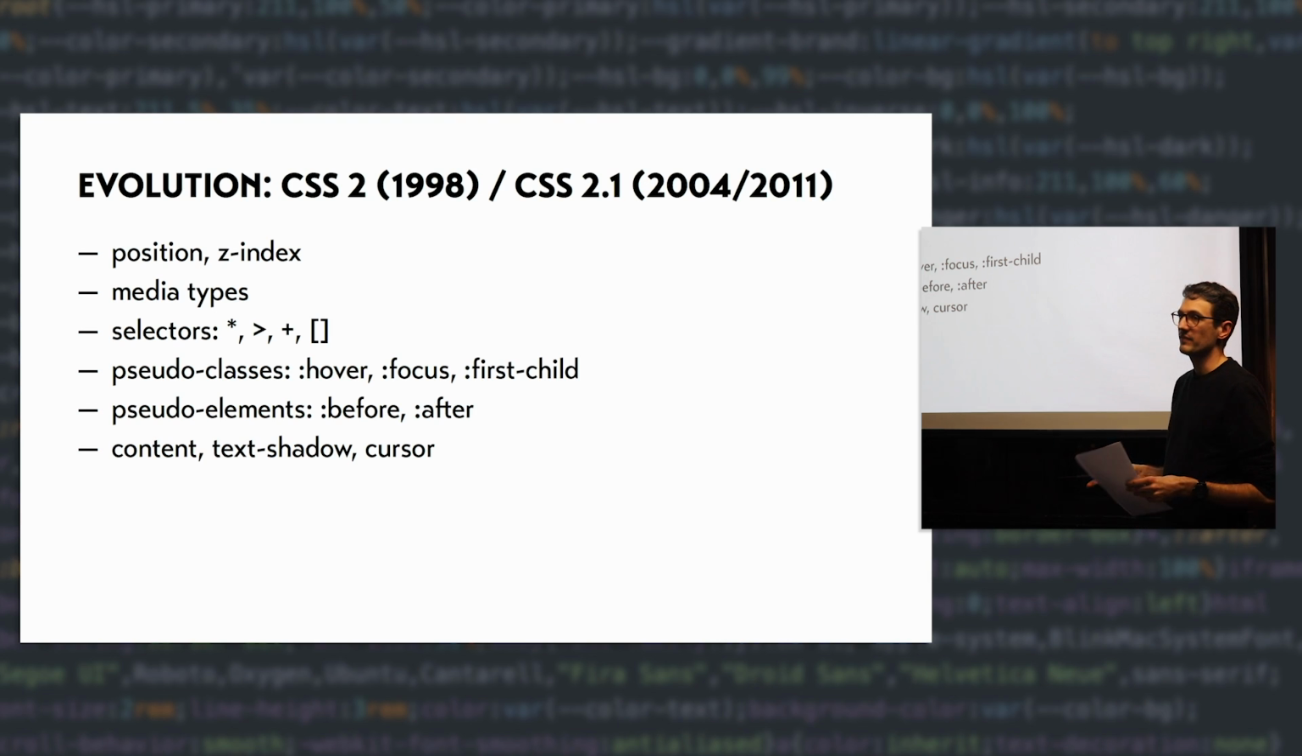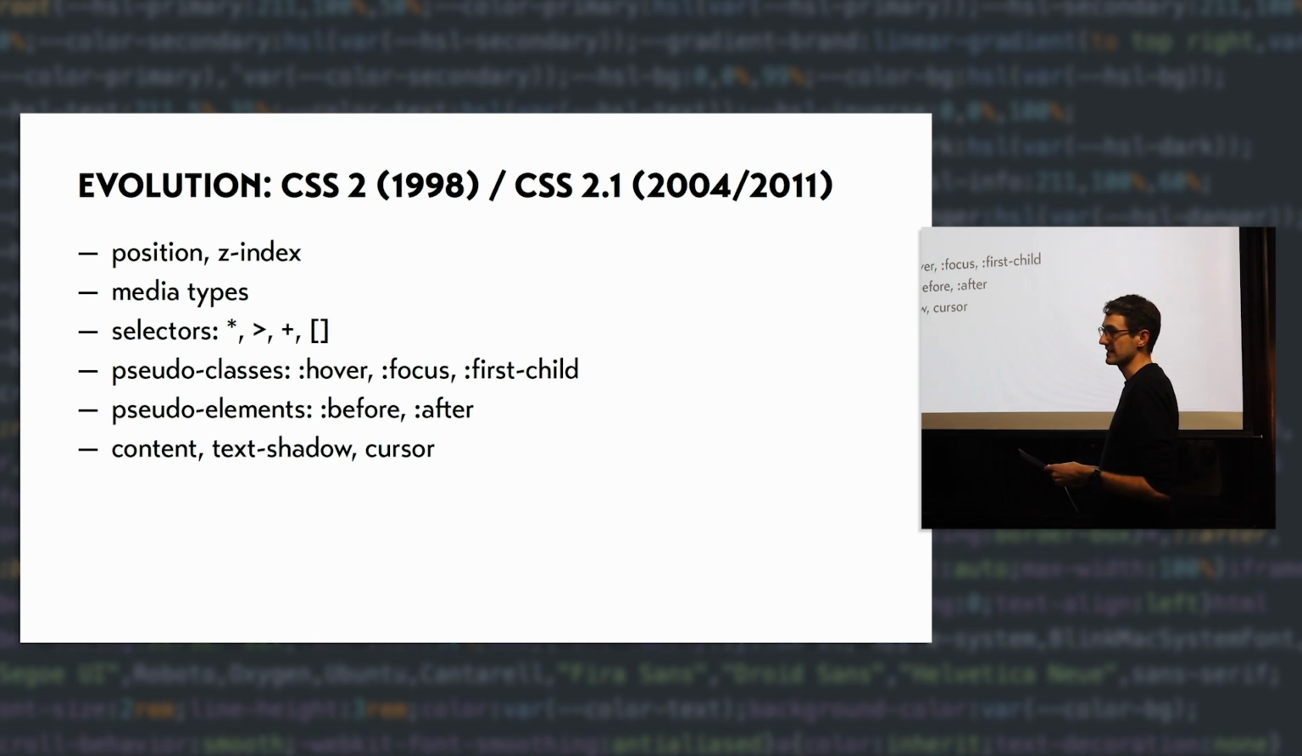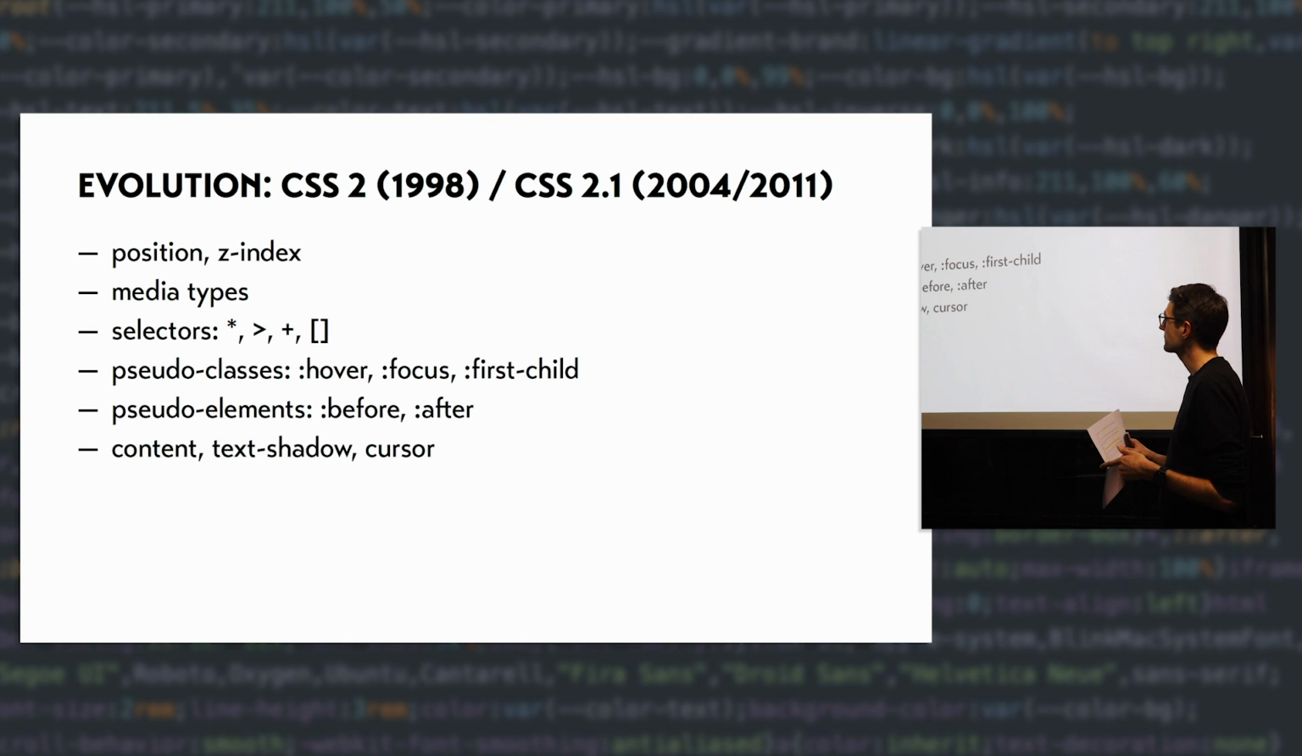Yeah, then the next step was CSS2. Then we got position and z-index and media types, so we could have print style sheets, and also for audio. There were new selectors, new pseudo classes and pseudo elements, the content, text shadow, and cursor. This was implemented in CSS2.